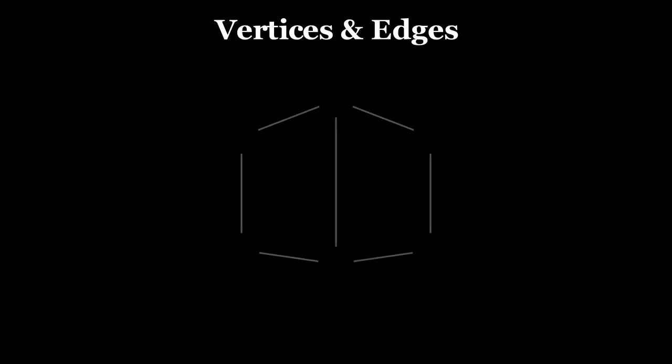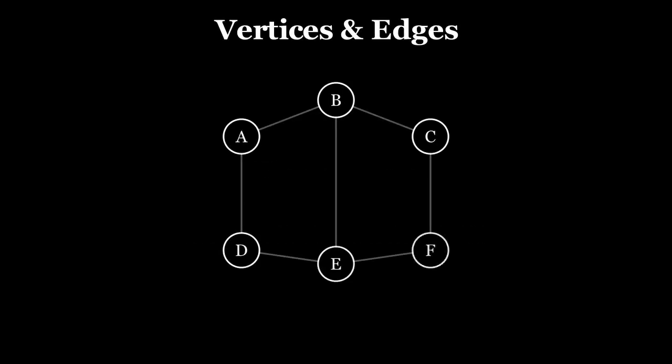Formally, a graph is 2 sets. Vertices, the circles also called nodes, and edges, the lines connecting them. Here, A through F are vertices, and each line is an edge. 2 vertices joined by an edge are called neighbors or adjacent. The number of edges touching a vertex is its degree. A has degree 2, E has degree 3. That's the whole vocabulary, and everything else builds on it, things and the connections between them.